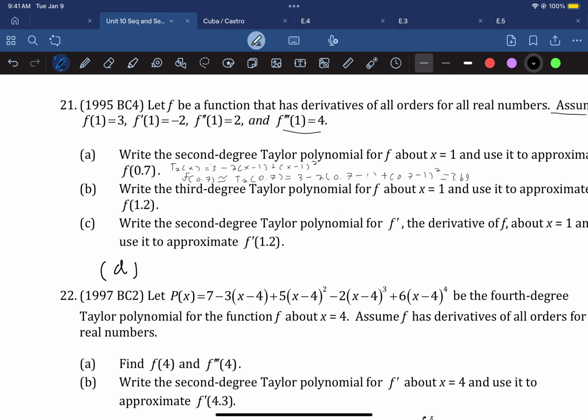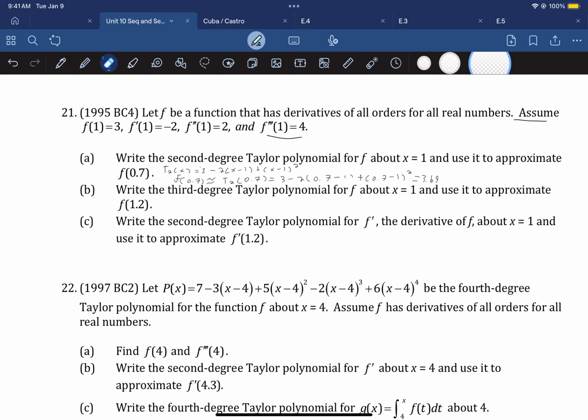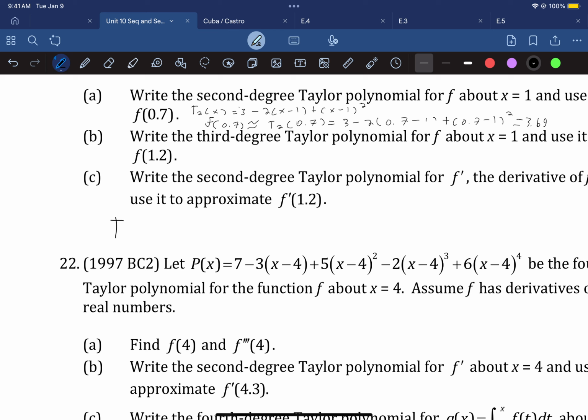And now what we are doing is writing a third degree Taylor polynomial for f about x equals 1 and using it to approximate f of 1.2. So to do this, let's just reuse what we've had so far from our second degree Taylor polynomial and just add that final term. So we'll have 3 minus 2 times (x minus 1) to the power of 1 plus (x minus 1) squared.